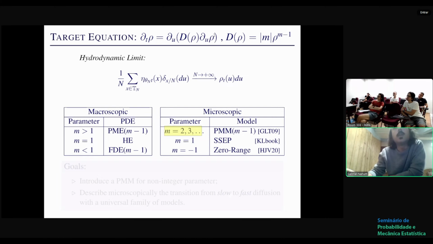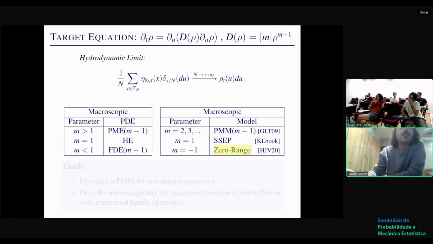For m equals 1, we get the heat equation, and I just explained the SEP. And for m smaller than 1, this becomes a fast diffusion. And there is in the literature a rescaling of the zero range process with some particular initial conditions. And one can prove the hydrodynamic limit and obtain that it is associated with the fast diffusion equation for m equals -1.